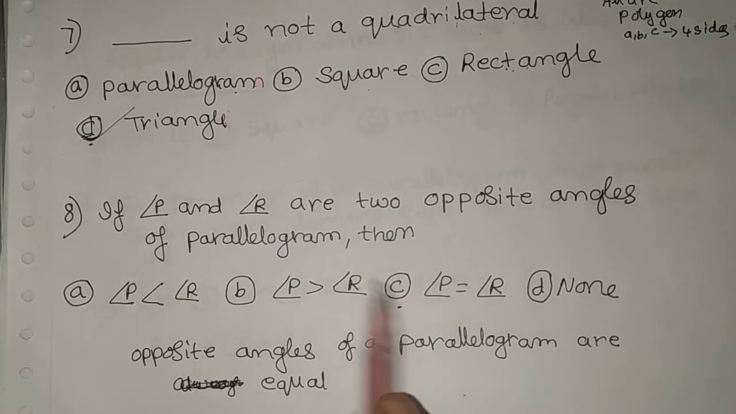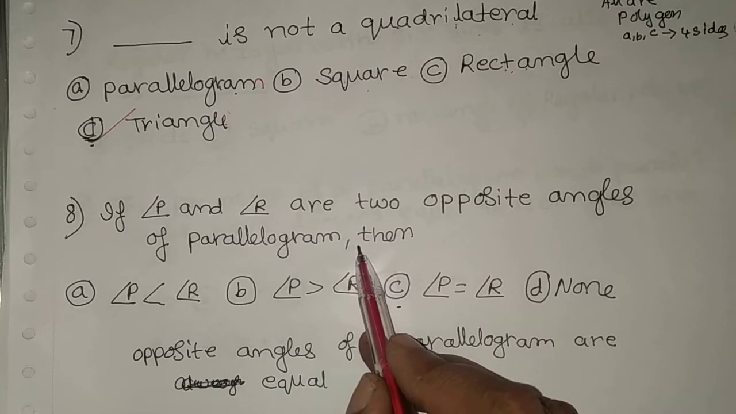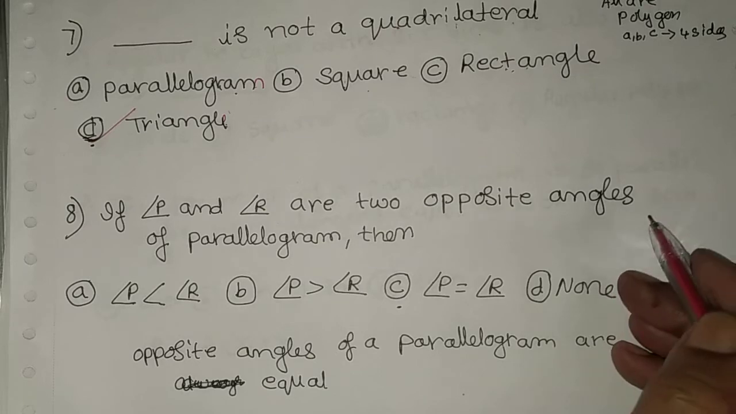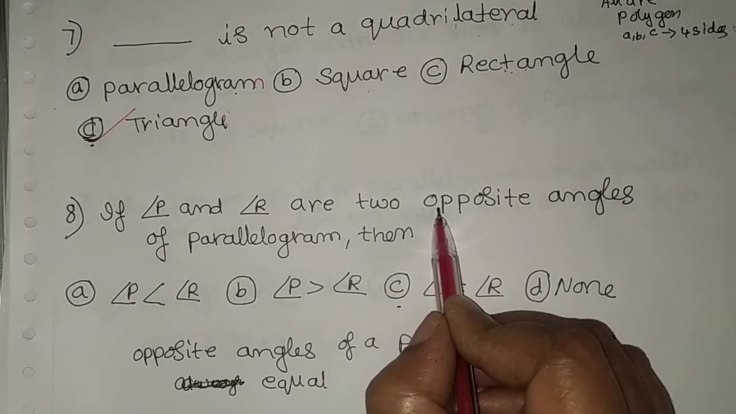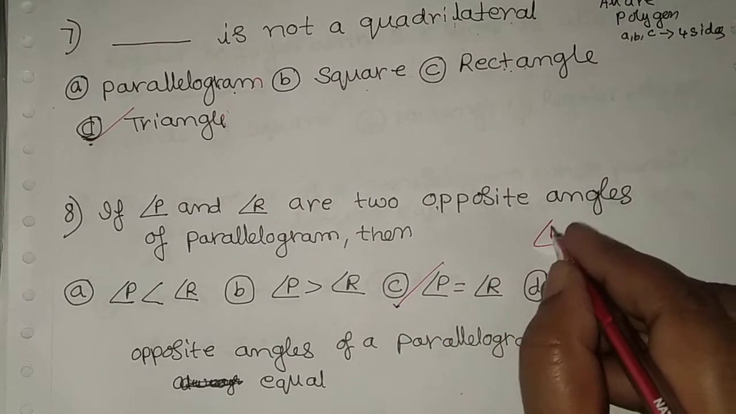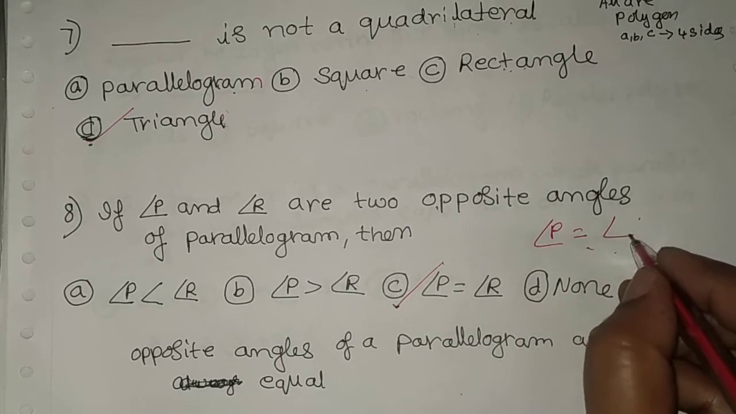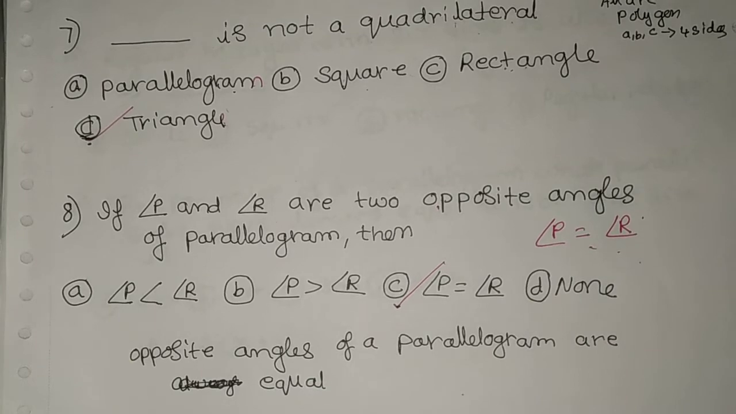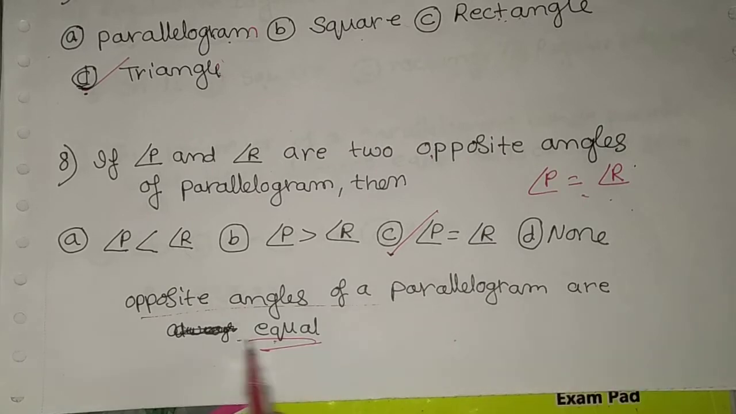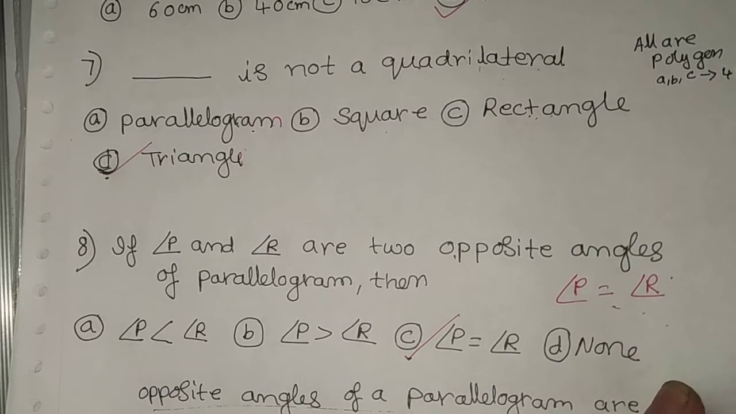Next we move on to the 8th one. If angle P and angle R are two opposite angles of a parallelogram, then the angle P and R are opposite. So what it means in this parallelogram is that the opposite sides will always be equal. So angle P will be opposite, in P, Q, R, S. So P and R will be equal. So see, opposite angles of the parallelogram are equal. I have written here already. So refer to this.